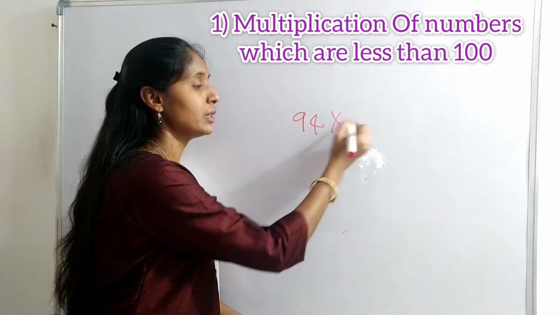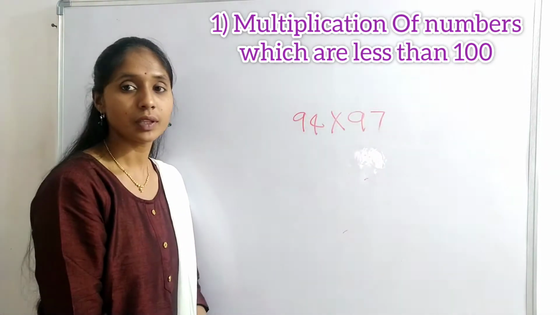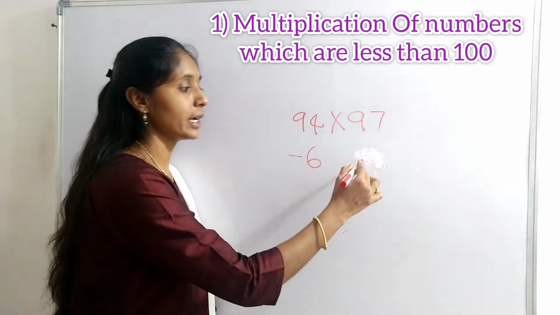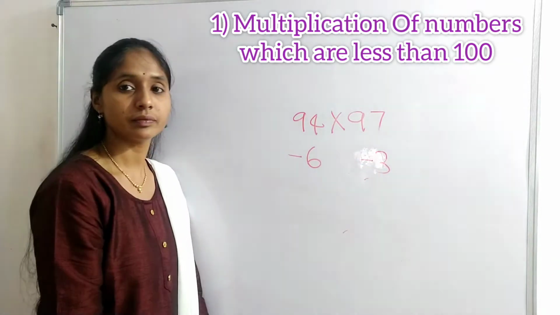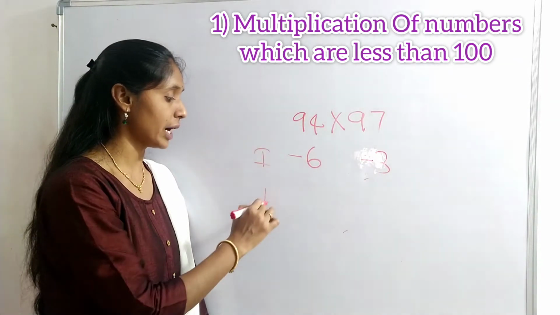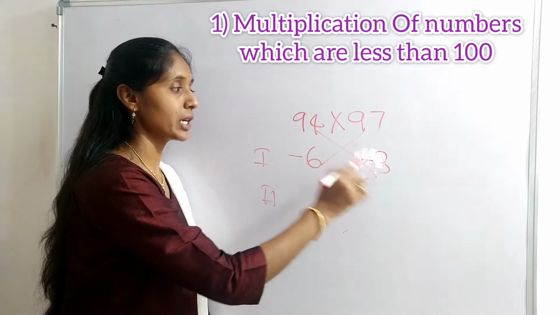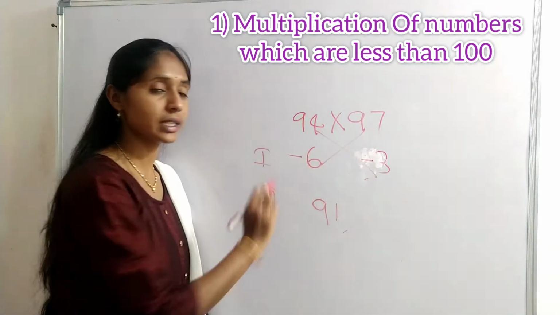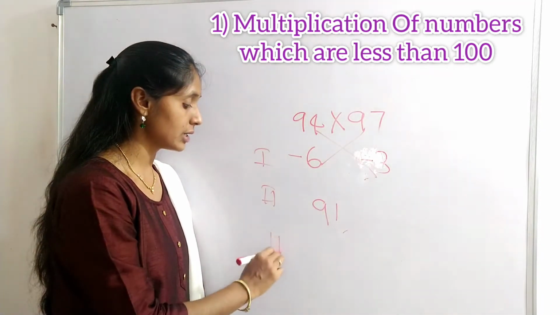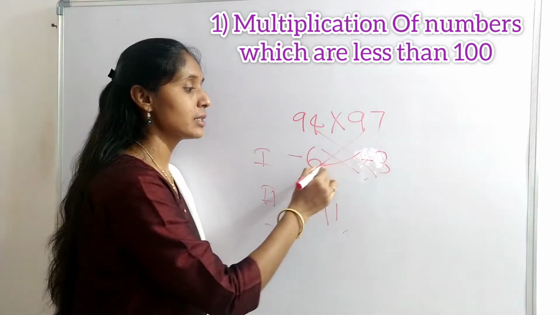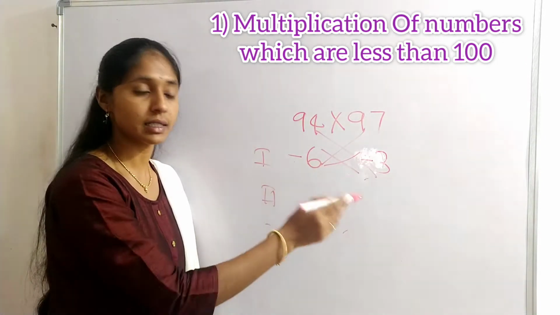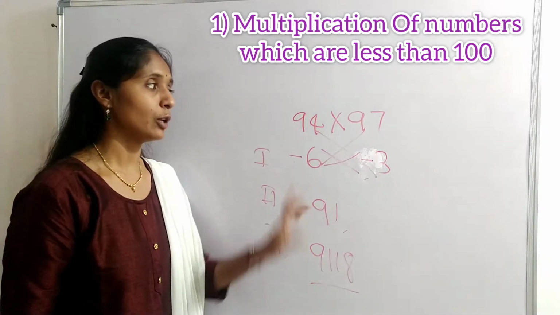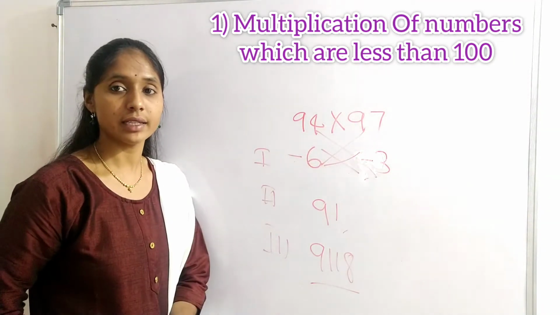94 by 97. Okay. 94 is how much less than 100? 6. And 97? 3. Okay. This is step 1. And step 2, cross subtraction. 94 minus 3, 91. 97 minus 6, 91. And third step, cross multiply. Minus into minus plus 6 3s are 18. 9118 is the product value of 94 and 97.